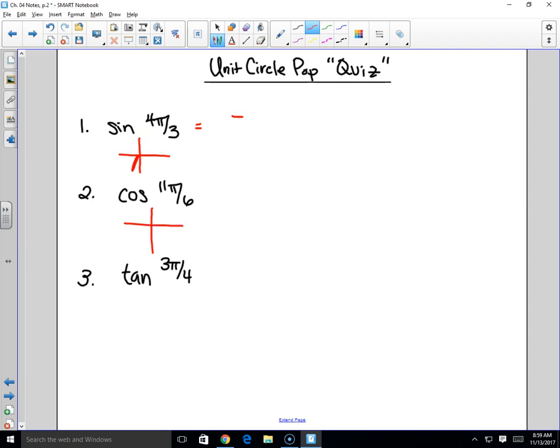11 pi over 6, where are we at? Fourth quadrant, because it's 6 pieces, 12 pieces, back one. All students take calculus. Cosine is positive. 3 pi over 4, what quadrant? The second. Because the half circle has been cut into fourths. Take 3 of them. I'm right here. All students. Sine is positive, so who's not? Tangent's not.